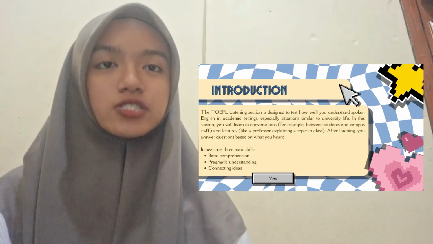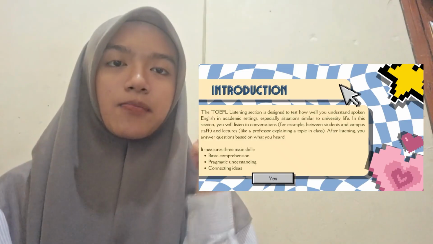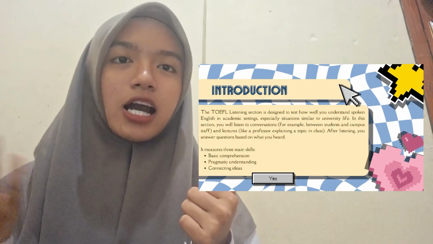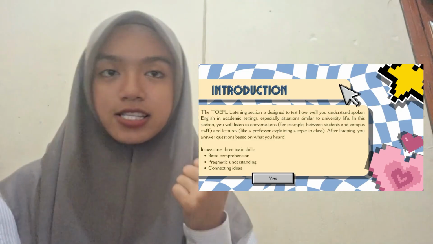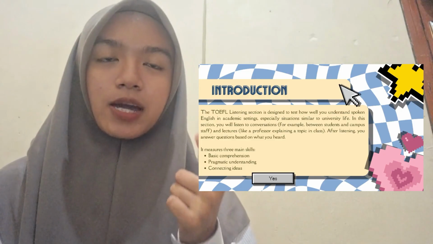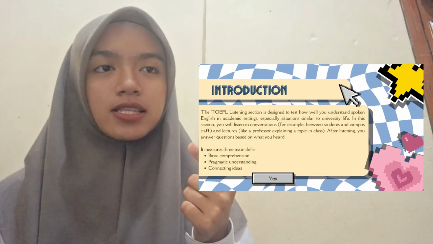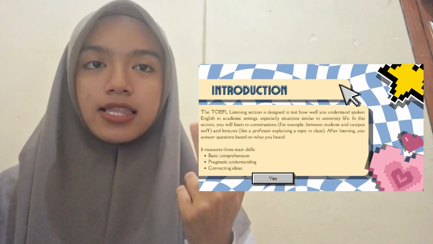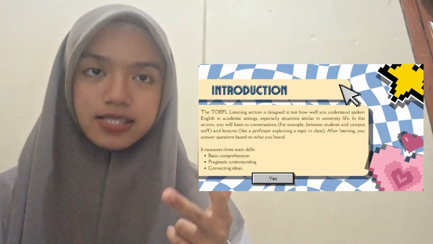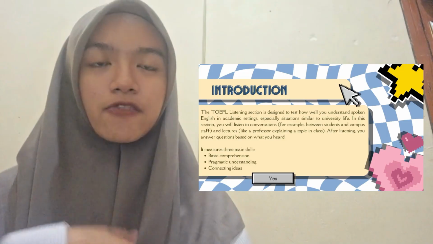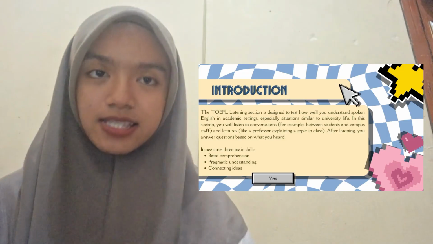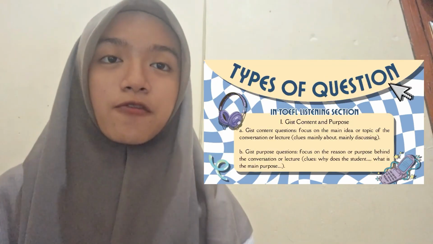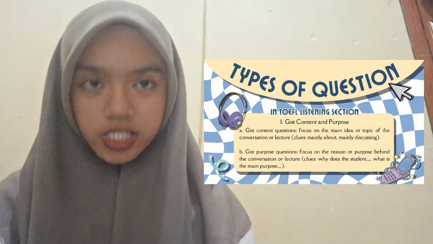This section measures three main skills. First, basic comprehension, like understanding the main ideas and important details. The second, pragmatic understanding. This means recognizing the speaker's attitude and level of certainty. And the last one is connecting ideas. This means combining different pieces of information in the listening. There are some types of questions in the TOEFL listening section.